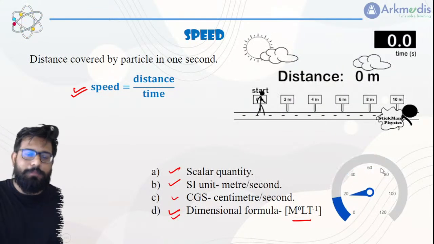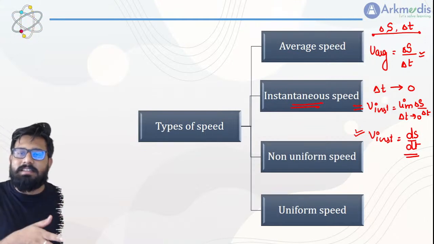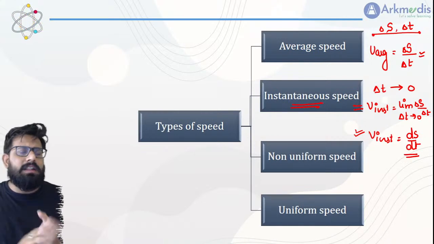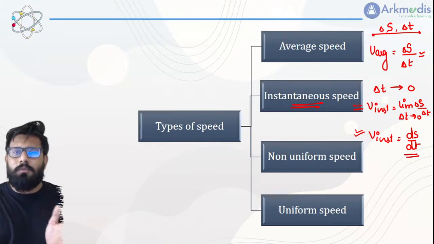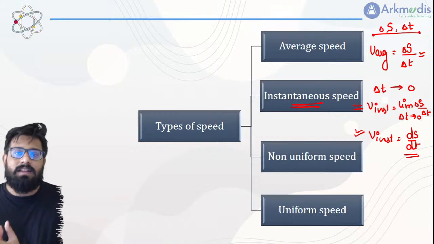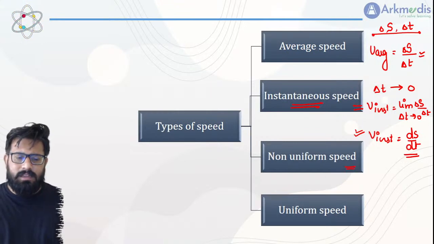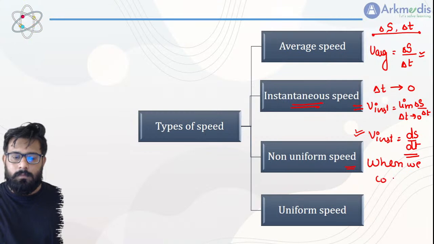You're getting this? Okay, let's move ahead and talk about non-uniform speed. It simply means that you are covering unequal distances in equal time intervals. Like in the first 1 hour I'm covering 100 kilometers, in the next 1 hour I'm covering 200 kilometers, and in the next I'm covering 500 kilometers. So my speed is not constant. This is the non-uniform speed, when we cover unequal distances in equal time intervals.